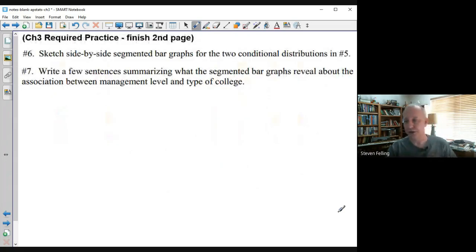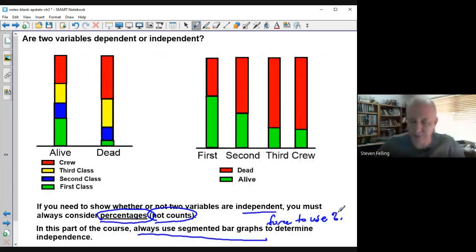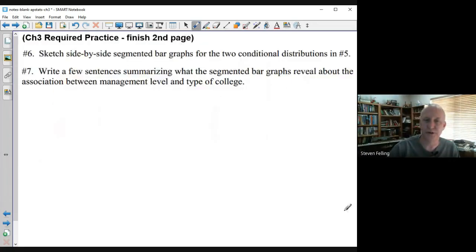Okay, so to finish up the lesson for today here, I'm going to have you work on the last two parts of the second page. So do number 6 and number 7. Sketch side-by-side segmented bar graphs for the two conditional distributions in number 5, and then write a few sentences summarizing what the segmented bar graphs reveal about the association in number 6. Okay, so you can pause the video, do that, and then unpause.